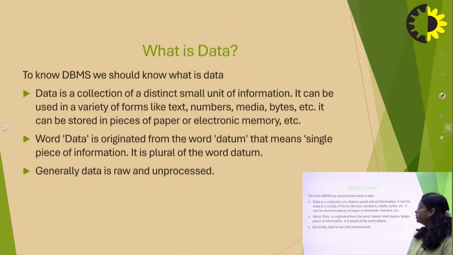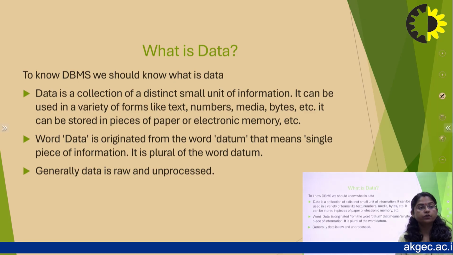Initially you have to know what is data. Data is a collection of distinct small units of information. We can say a raw fact. It can be used in a variety of forms like text, numbers, media, bytes, etc. It can be stored on a piece of paper or electronic memory, etc. The word data originated from the word datum, that means a single piece of information. Data is the plural of the word datum. Generally, data is raw and unprocessed.